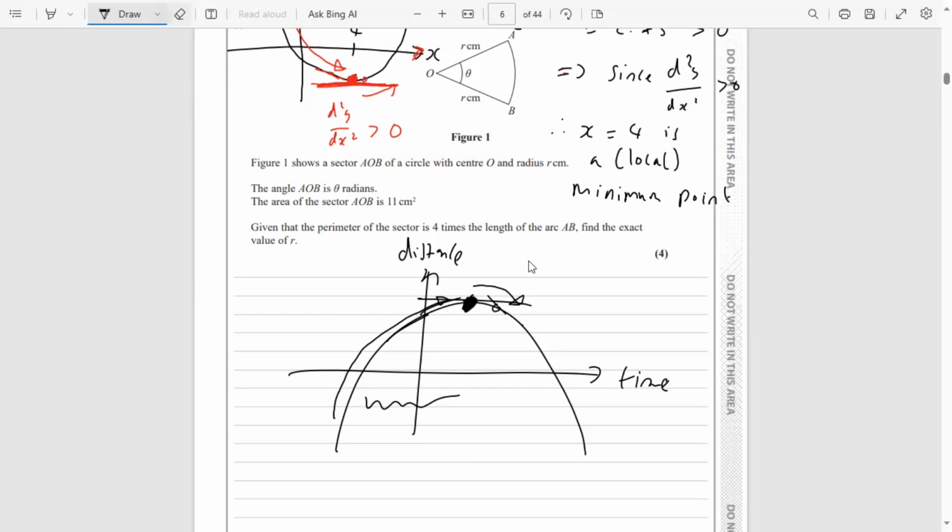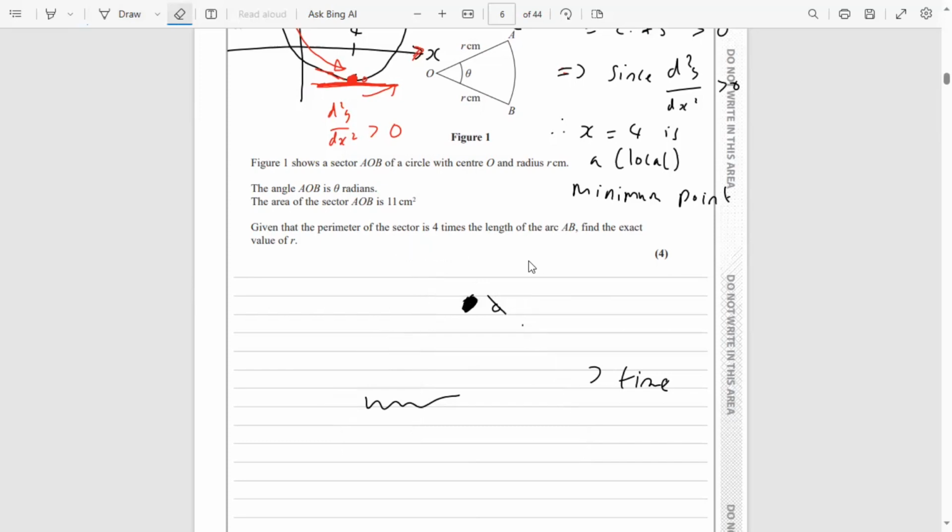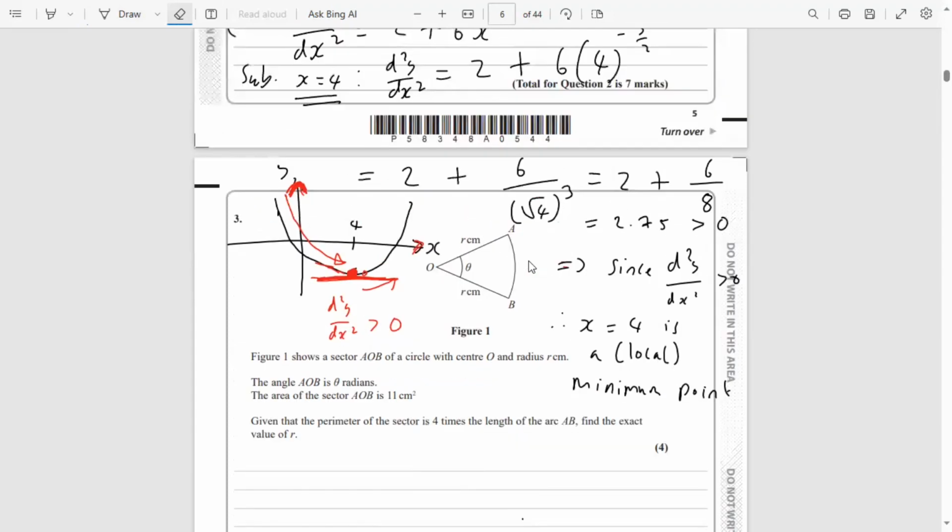It helps you understand that a second derivative bigger than zero gives you a minimum point, and a second derivative less than zero gives you a maximum point. But any questions, please do drop a comment, because obviously I want to make sure you guys understand all this stuff.